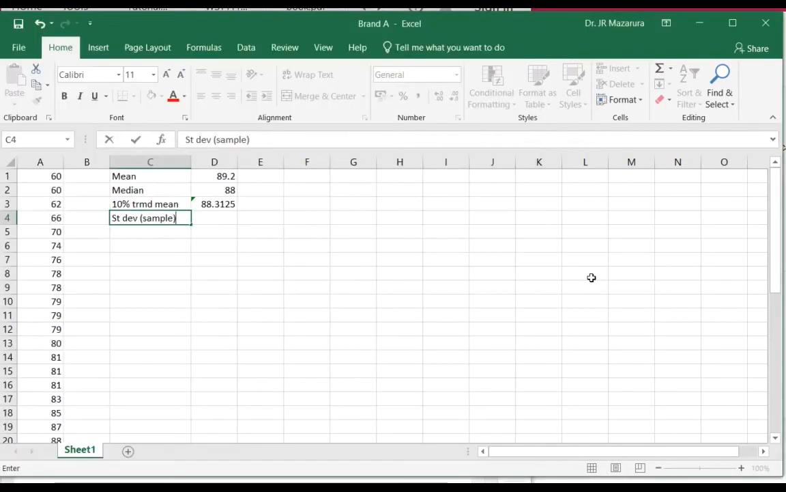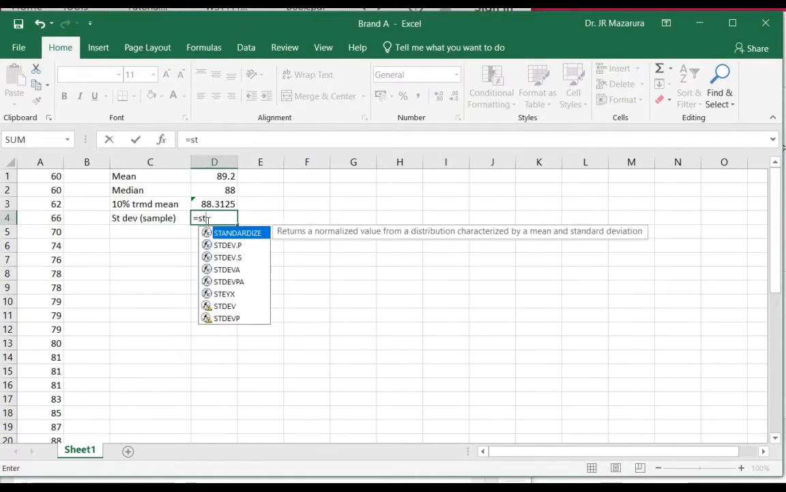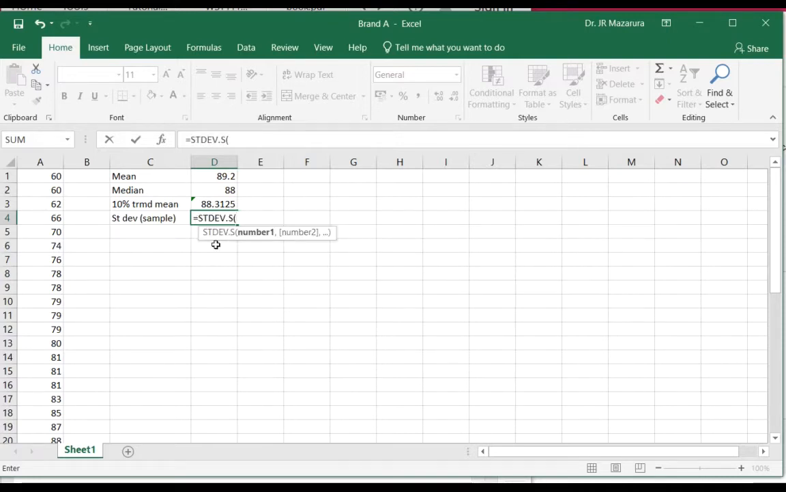So it's a sample. So what you're going to do is type equals and then std, and then you'll see you get these 2 options. stdev is your standard deviation based on the entire population. And the one with the S, if you double click, is the one based on a sample. So you use the one with the S. And then here you want the standard deviation of all the data.